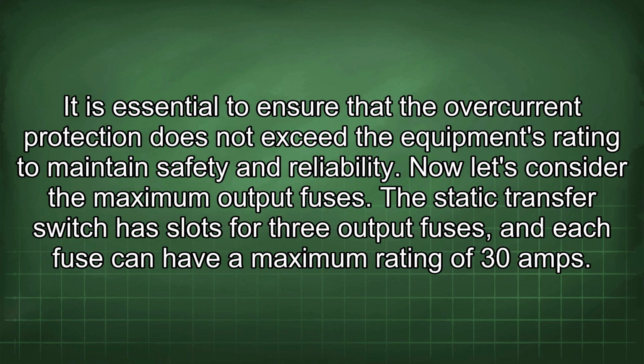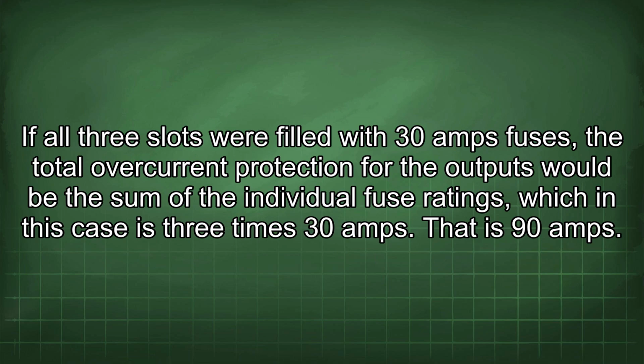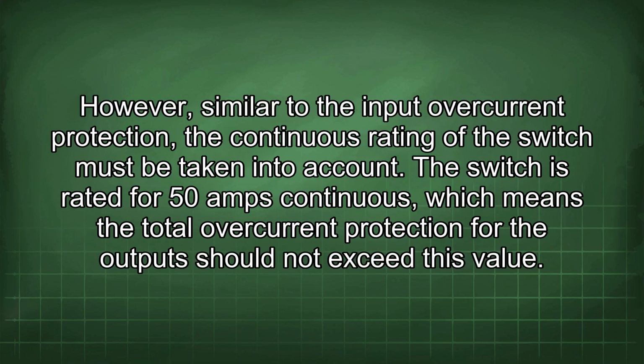Now let's consider the maximum output fuses. The static transfer switch has slots for 3 output fuses, and each fuse can have a maximum rating of 30 amps. If all 3 slots were filled with 30 amps fuses, the total overcurrent protection for the outputs would be the sum of the individual fuse ratings, which in this case is 3 times 30 amps. That is 90 amps.